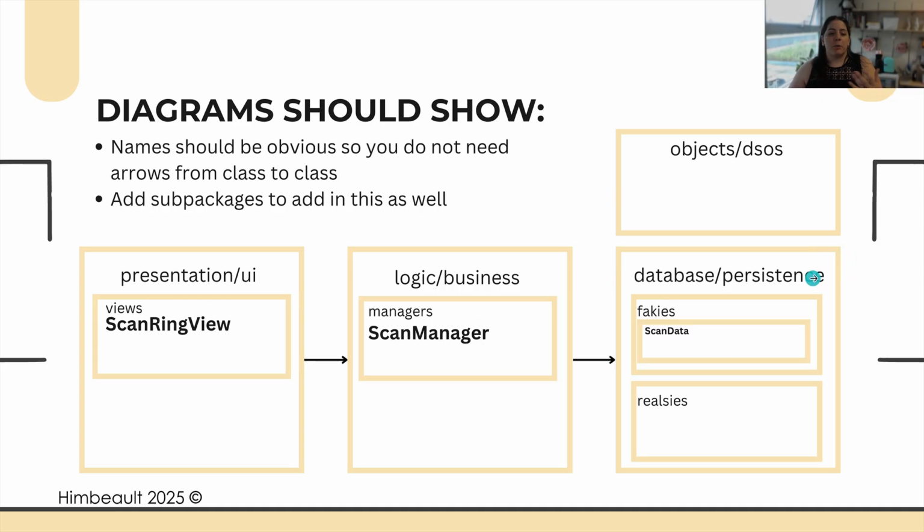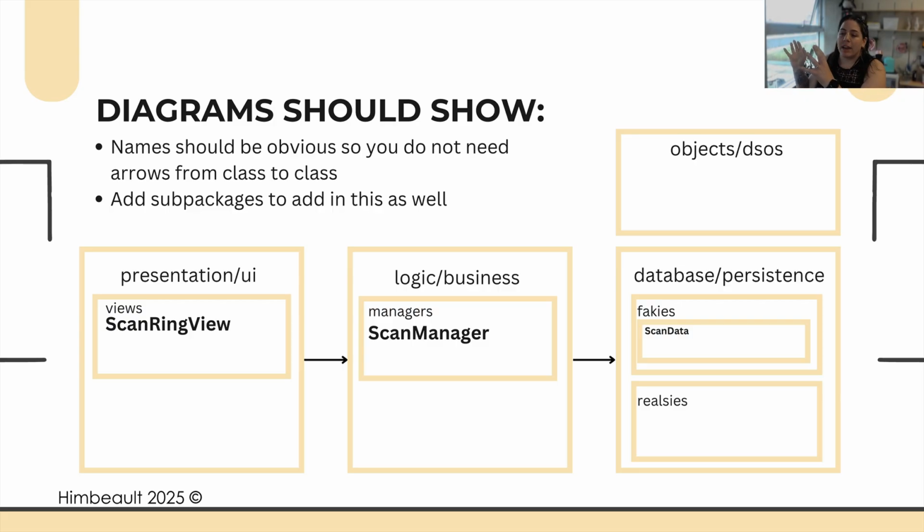So here we can see that within each of these major boxes, we ended up with some smaller boxes, and each of these boxes represents a package, and really in our computers, a package is just a folder, right? So we're going to have our presentation UI folder, and within it, we have another folder called views, and within that, that's where my scan ring view is going to live. My logic or business layer is going to have a folder called managers, that's where my scan manager lives.